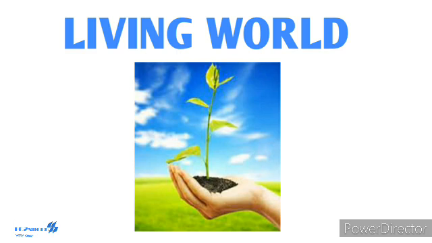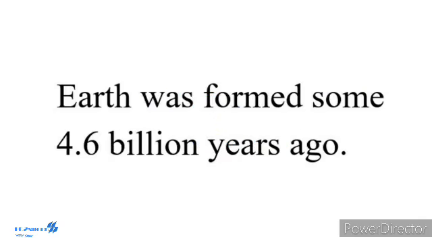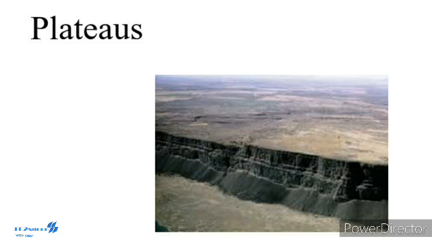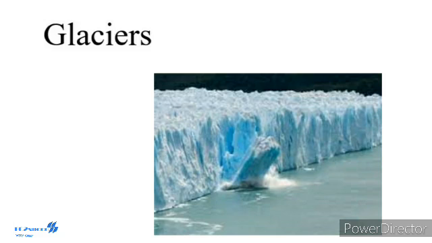Today we are discussing the topic Diversity of Living World, chapter number 1, Living World, part 1. Earth was formed some 4.6 billion years ago. It is the life-supporting planet with landforms like mountains, plateaus, glaciers, etc.